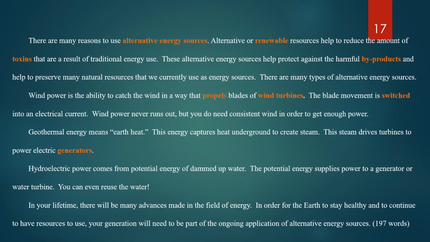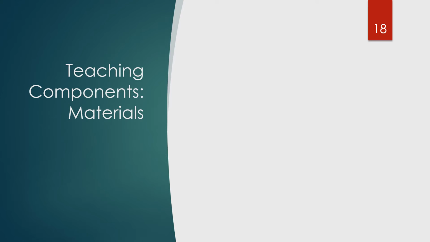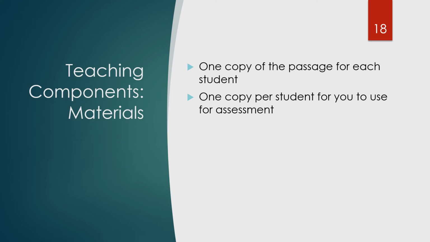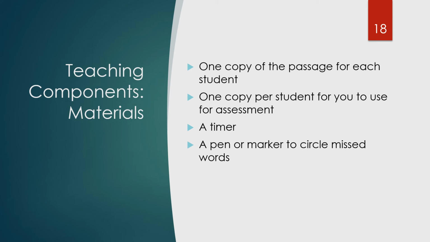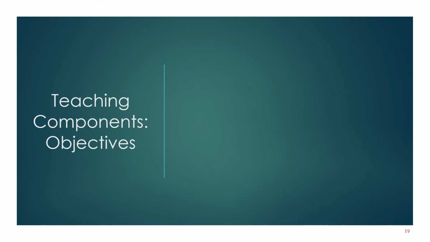Here is a sample passage that has been adapted from the Sylvan Learning Center. For our purposes today, we will only be looking at the first paragraph. For this lesson, you would need the following materials: 1 copy of the passage per student, 1 copy per student for you to use for assessment, a timer, and a pen or marker to circle missed words.